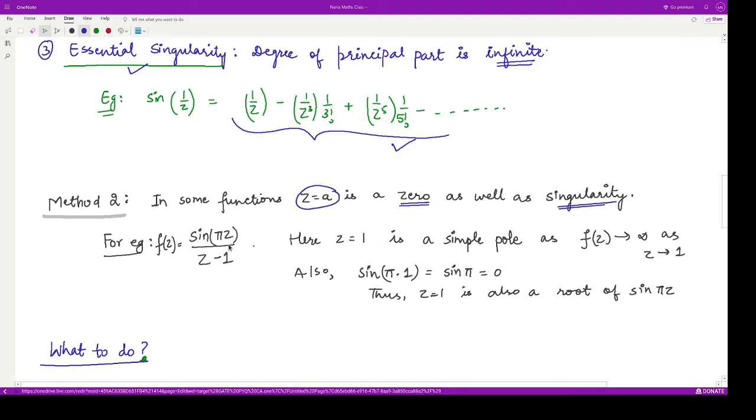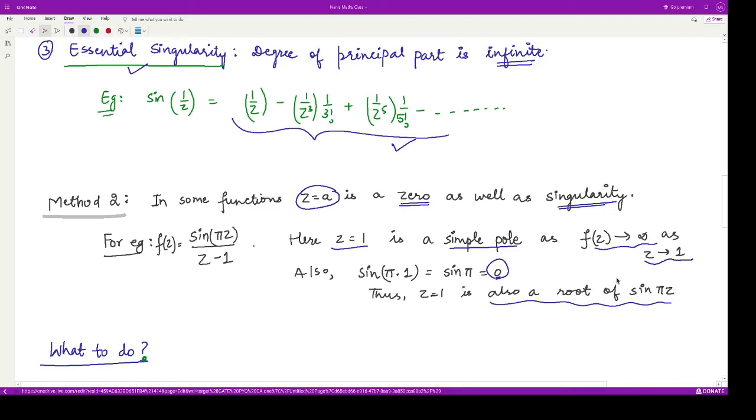For example, in this case, if we have a function sin(πz)/(z−1), here z = 1 is a simple pole, because when you substitute z = 1 into the denominator, your function approaches infinity as z approaches 1. So we have a simple pole at the point z = 1. But if you substitute z = 1 in the numerator, you have the value 0. That means z = 1 is also a root of sin(πz).